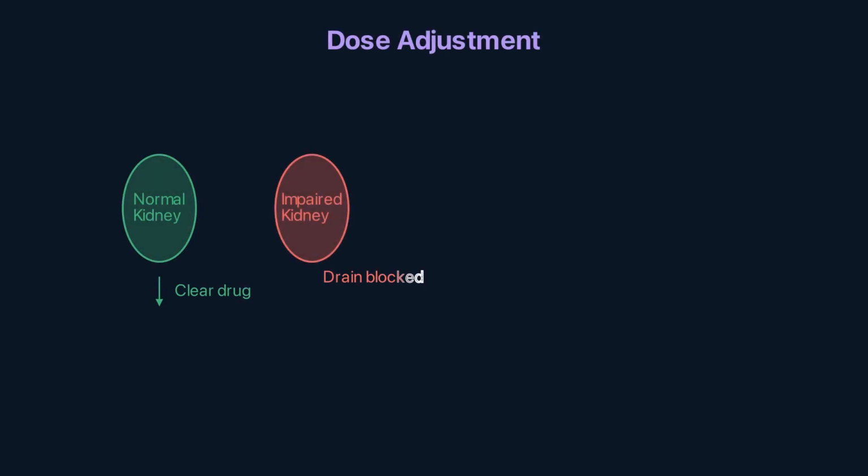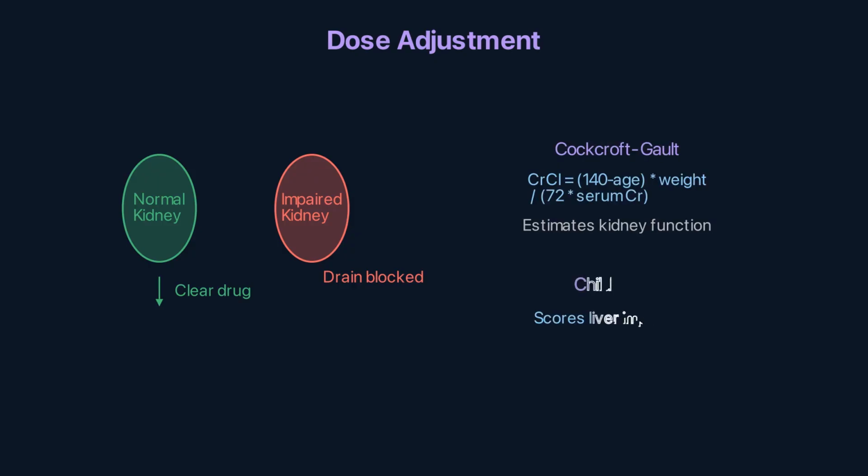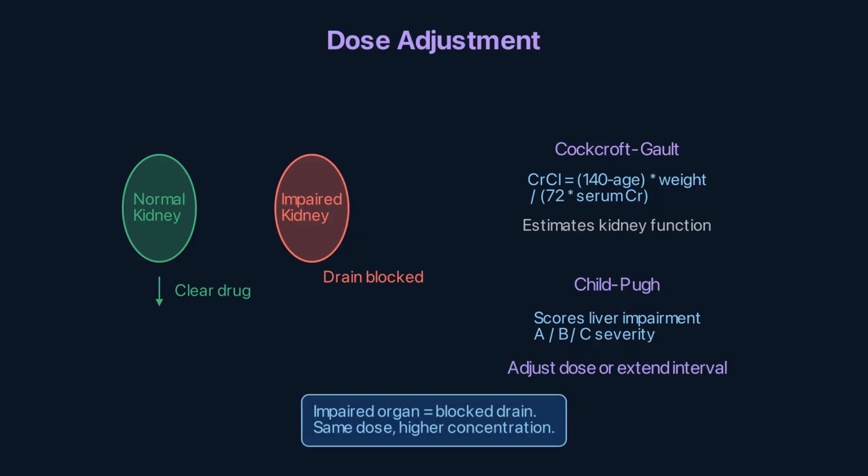Same dose, higher concentration. Cockcroft-Gault estimates kidney function. Child-Pugh scores liver. Adjust dose or extend interval.